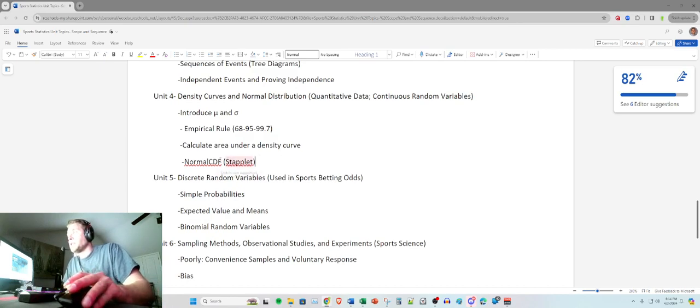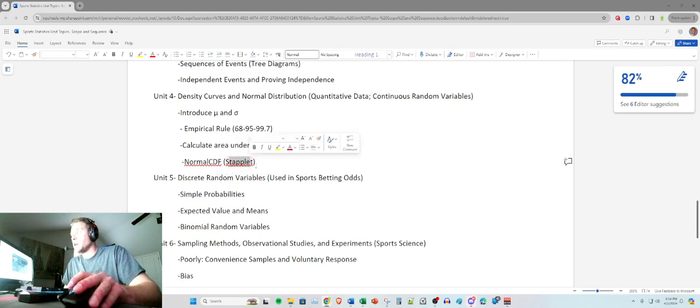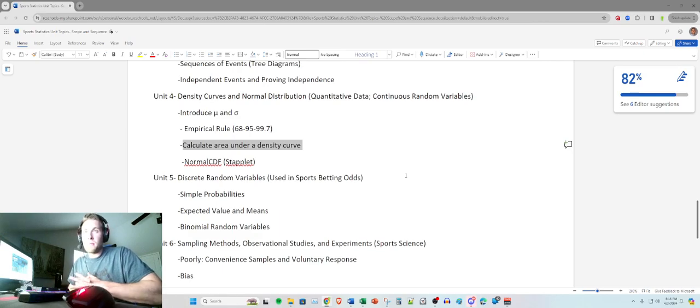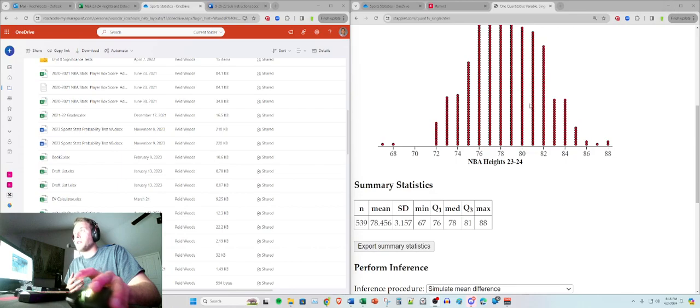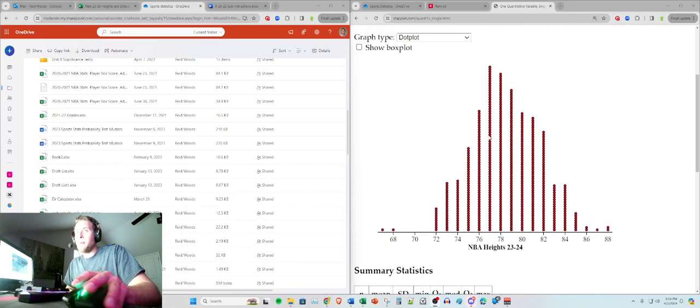What we're about to do now is create a normal curve in Statlet, so we're going to see how that would work. And then we are going to calculate areas underneath that density curve. Okay. So I'm going to show you guys how to do that. We can keep this up. I don't really want to get rid of this.